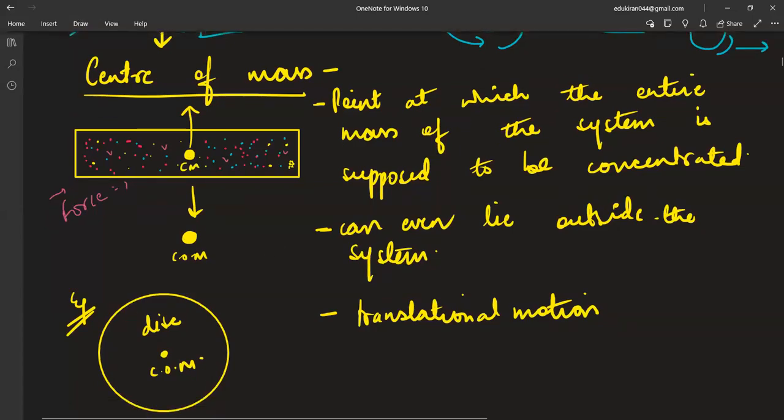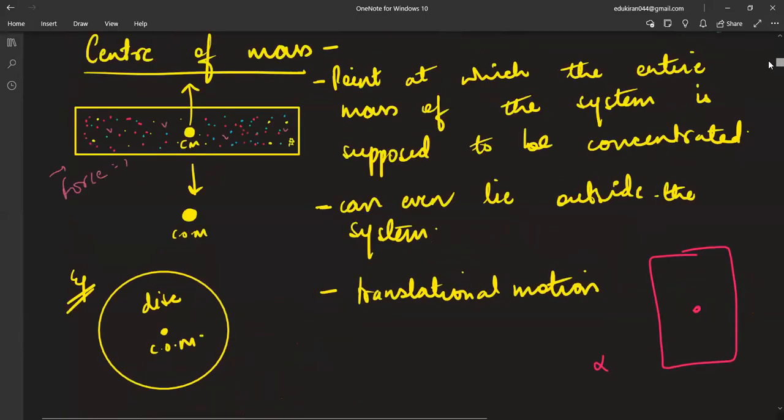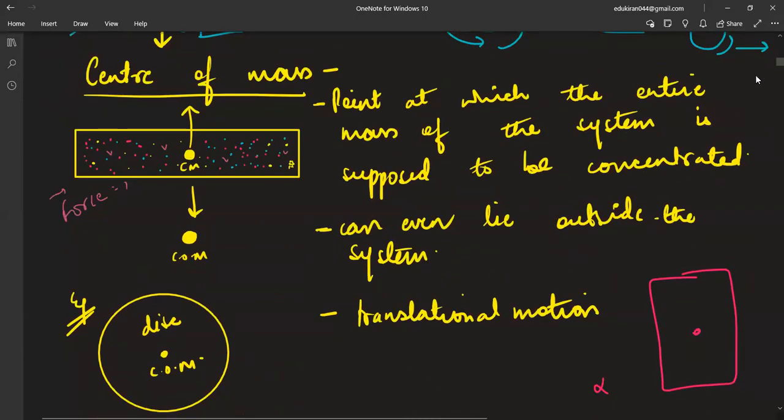Suppose this is a disk. At the center, we have the center of mass. But it's not necessary that the center of mass is exactly at the center of the body. Center of mass can even lie outside of a symmetrical system as well. It depends on various conditions. This we have to study. Note it down, then I'll properly tell you the formula part, because this is the theory part. Note it down.